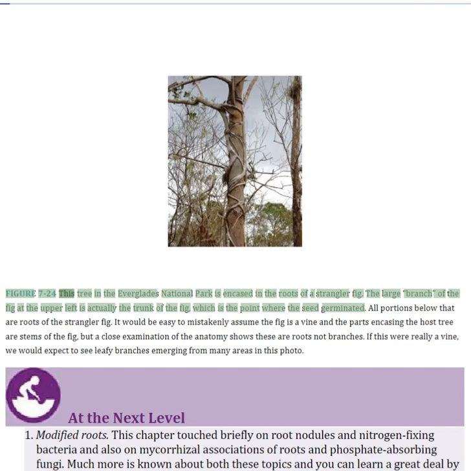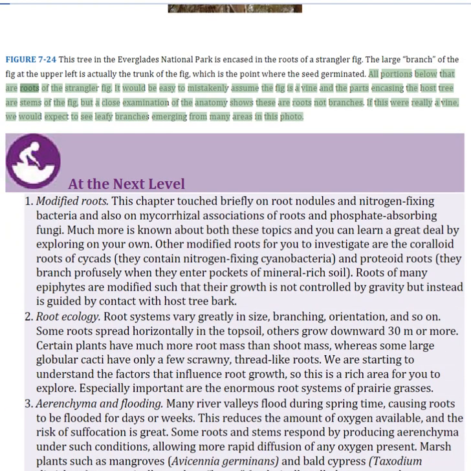Figure 7.24. This tree in the Everglades National Park is encased in the roots of a strangler fig. The large branch of the fig at the upper left is actually the trunk of the fig, which is the point where the seed germinated. All portions below that are roots of the strangler fig. It would be easy to mistakenly assume the fig is a vine and the parts encasing the host tree are stems of the fig, but a close examination of the anatomy shows these are roots, not branches. If this were really a vine, we would expect to see leafy branches emerging from many areas in this photo.